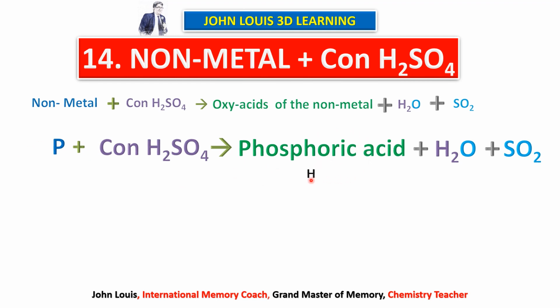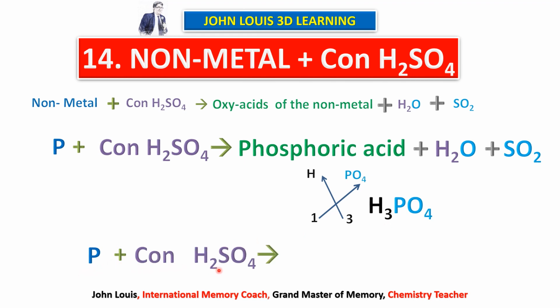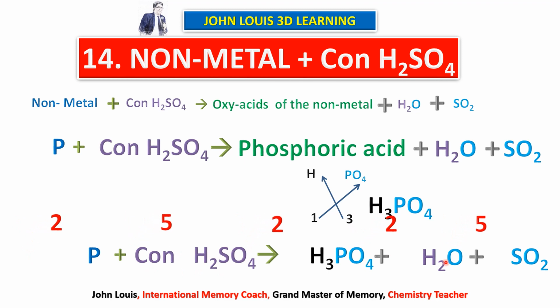What is the formula of phosphoric acid? Hydrogen phosphate. Phosphate is PO4. Valency 1 and 3. If you interchange, you will get H3PO4. So this is a stable compound. Therefore, what is the product you will get? P plus concentrated sulfuric acid gives H3PO4, that is phosphoric acid, plus water plus sulfur dioxide. If you balance this equation, you will get these numbers. It's a challenge for you to balance the equation.